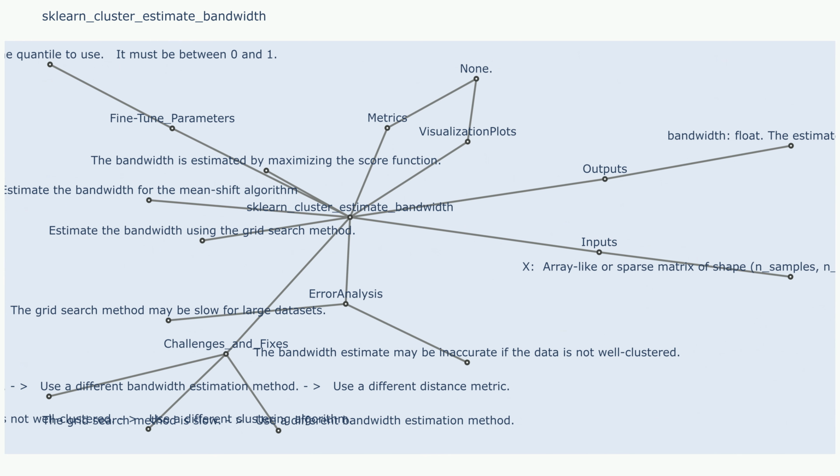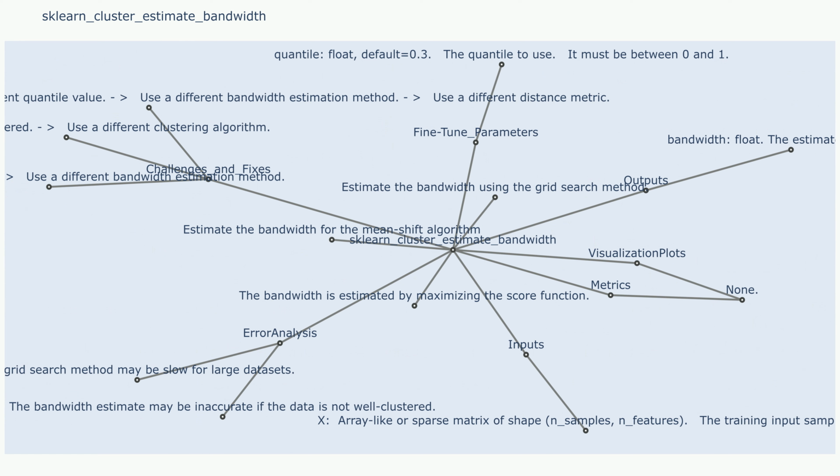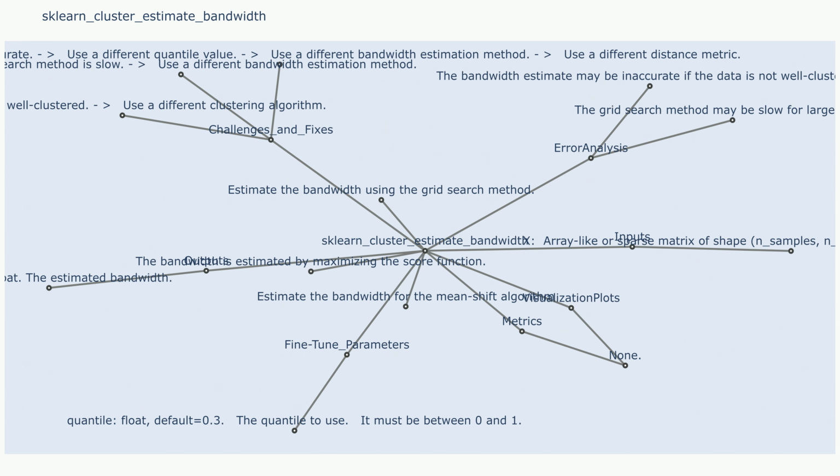Challenge 2: bandwidth estimation can be sensitive to outliers in the data. Sample use case: outliers can inflate the distance between data points, leading to an overestimated bandwidth. Fixes to challenge 2: remove outliers from the data before estimating the bandwidth. Use a robust distance metric that is less sensitive to outliers.